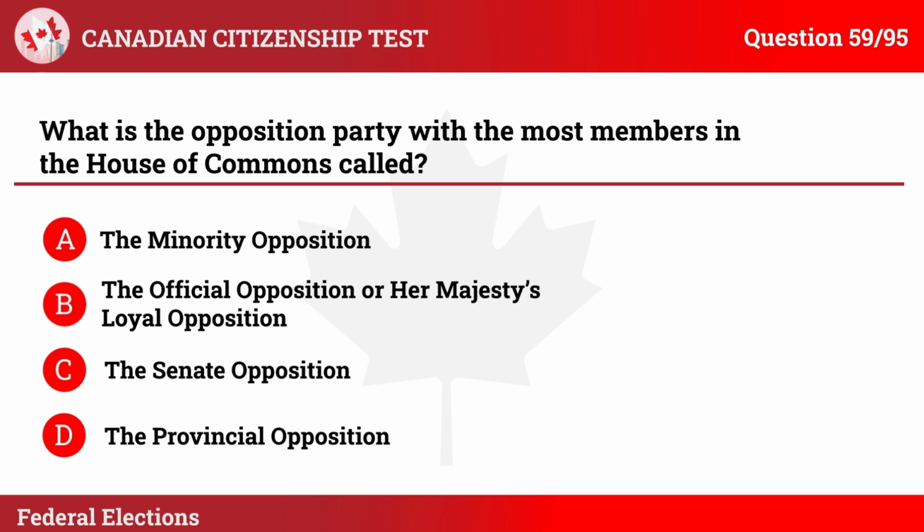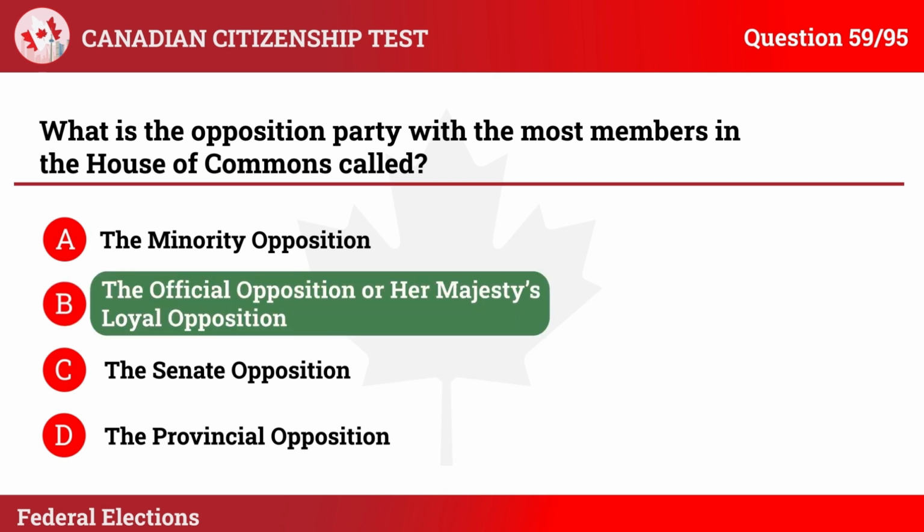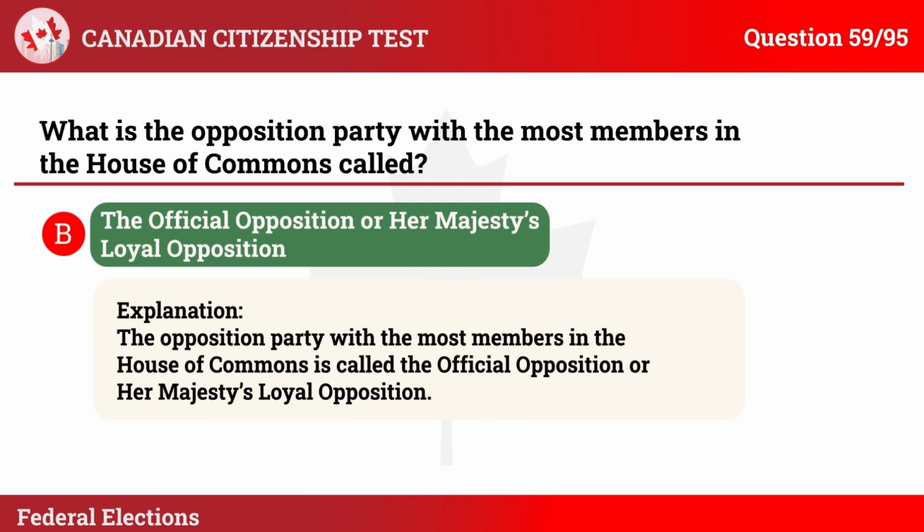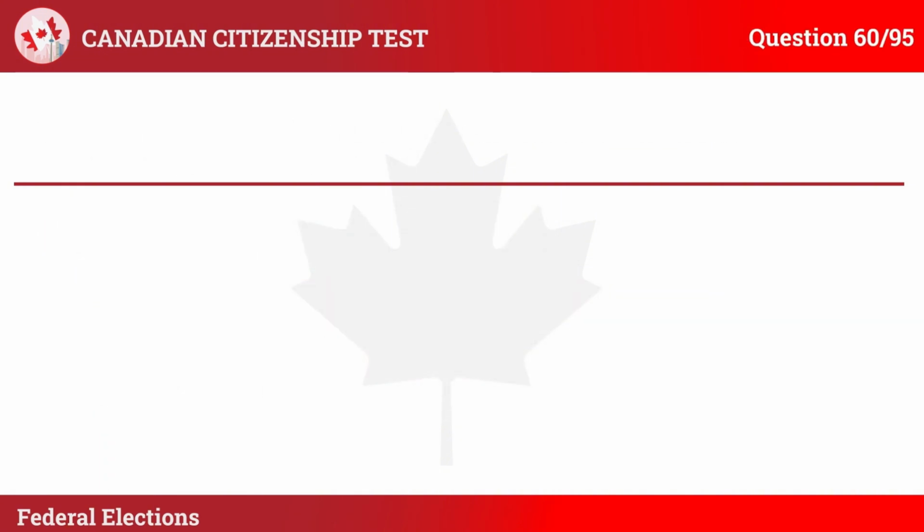The correct answer is B. The official opposition, or Her Majesty's loyal opposition. Explanation: the opposition party with the most members in the House of Commons is called the official opposition, or Her Majesty's loyal opposition. Question 60.